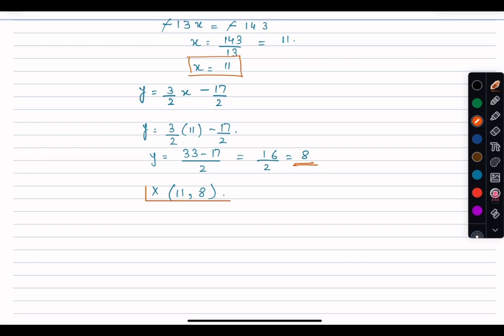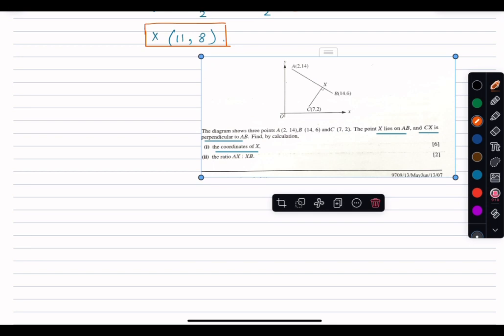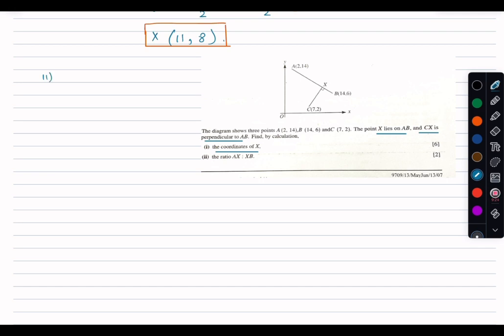Now solving for part 2. The question says, we are done with part 1. Part 2 says, get the ratio for AX is to XB. Now to get this ratio, we have the coordinates of X, which are 11 by 8.